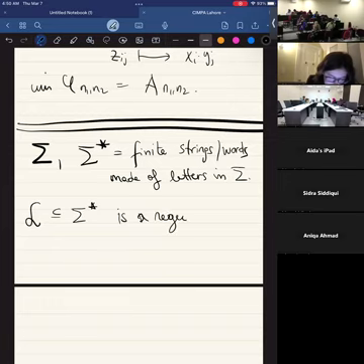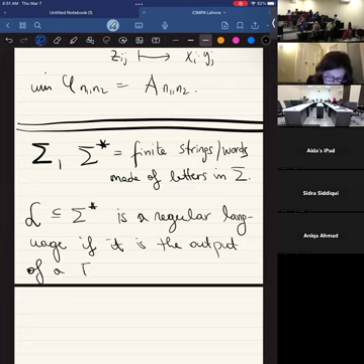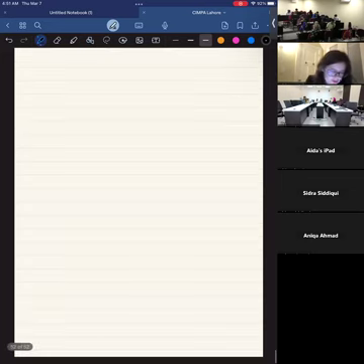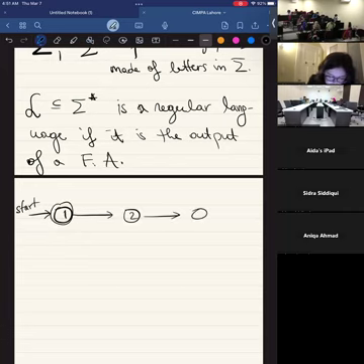is a regular language if it is the output of a finite automaton. And we gave one example, and I'm going to change it slightly from the other time. Start, one, two, three. I'm going to call this alpha, tau, tau.